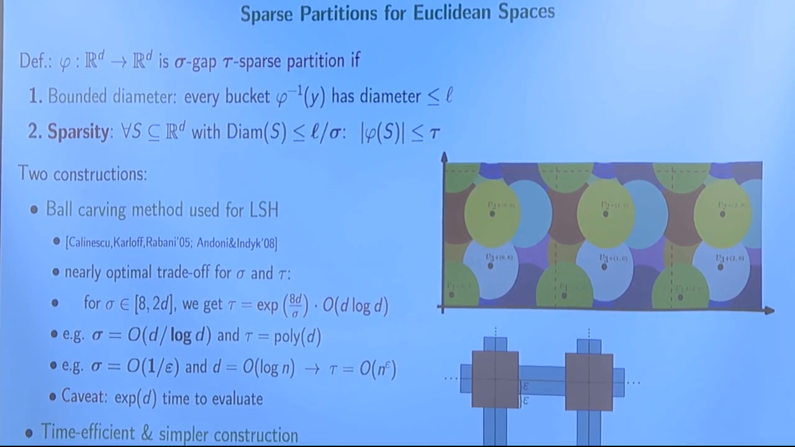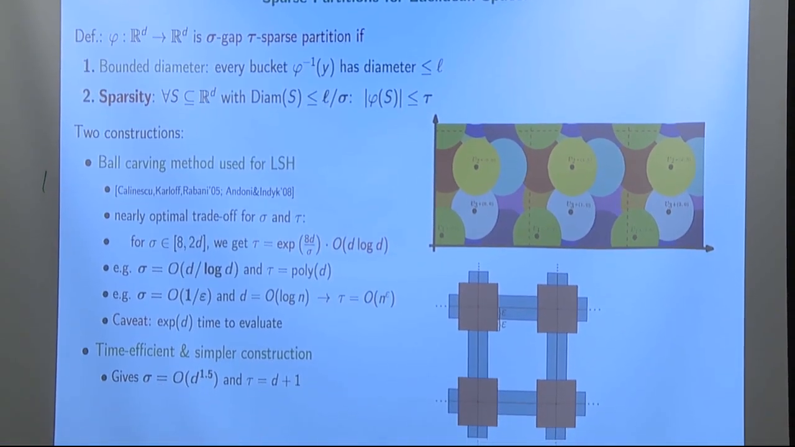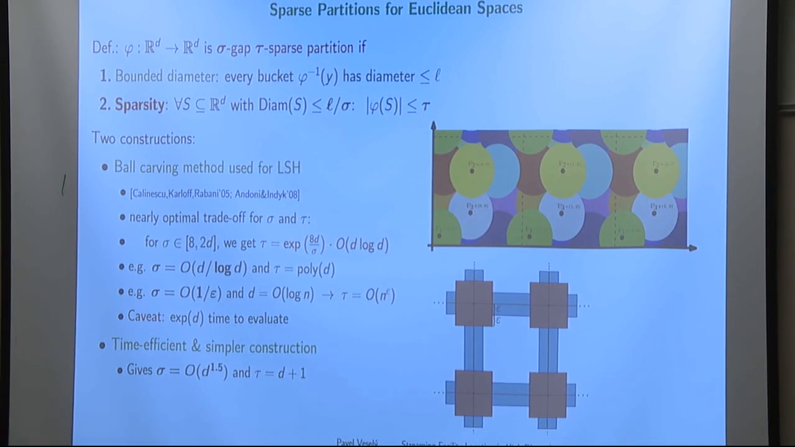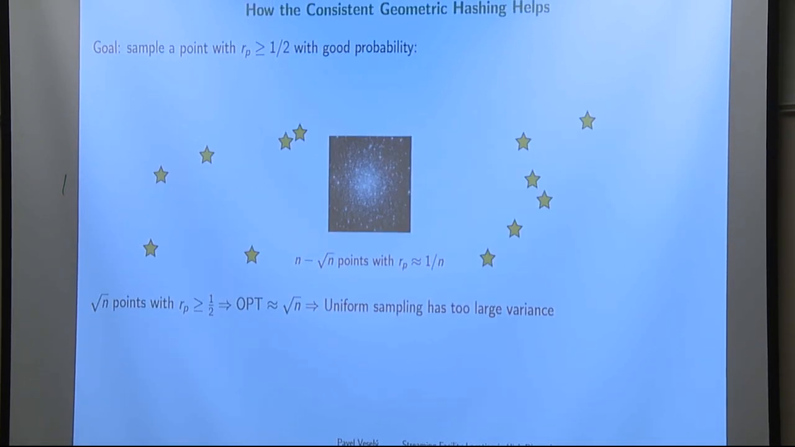So we have a much simpler construction which has various parameters sigma, but you can evaluate the hash function in time polynomial in D. Okay, I will not go into details on that either. So let me show you how to use it actually.